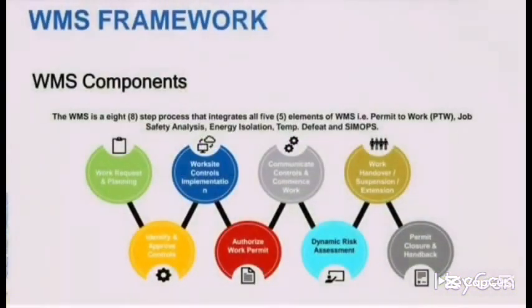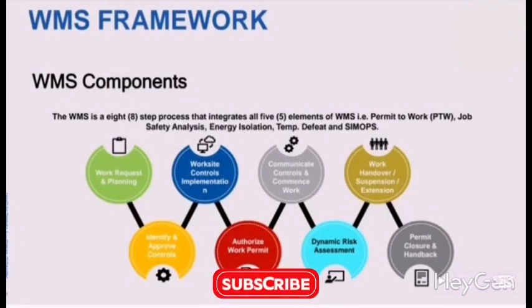Today we'll discuss the WMS components in our WMS. The WMS has 8 steps integrating 5 elements, including permit to work, job safety analysis, energy isolation, temporary defeat, and SIMOPS. We'll cover everything from work planning to executing and closing the permit. The first element is work request and planning. All 5 elements will be covered: the permit to work program, job safety analysis, energy isolation, temporary defeat and SIMOPS. We will cover everything from work planning to execution and permit closure.